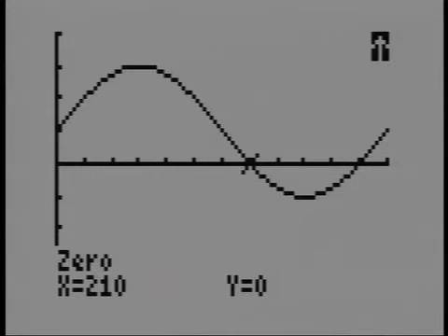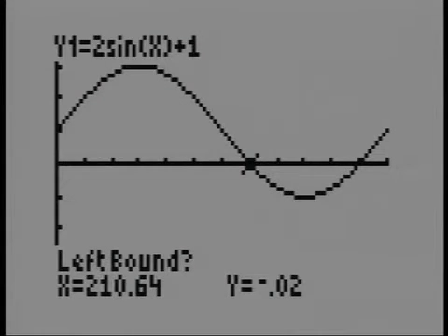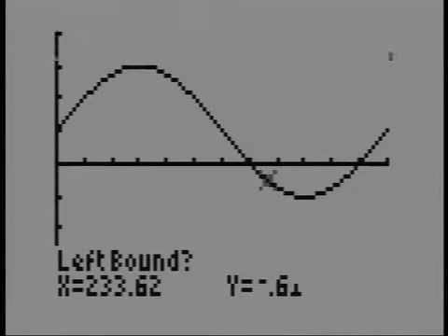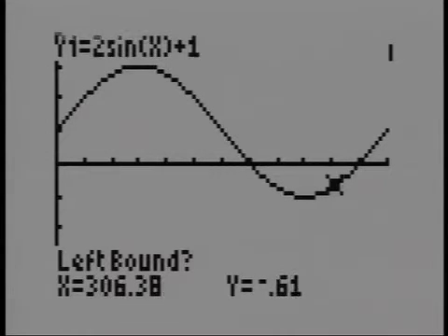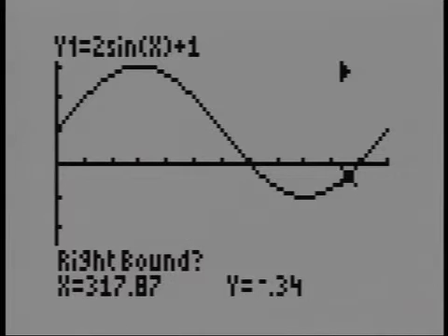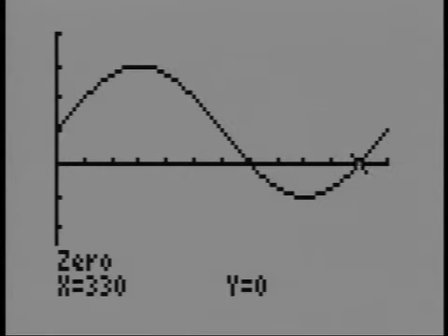By pressing second calc again and number 2, I'll now find the other intercept, or the other zero. The left bound will be right here that we'll select, move it beyond, and select that as the right bound, move it a little bit closer, press enter, and you can see that it gives us the other zero, which is 330 degrees.